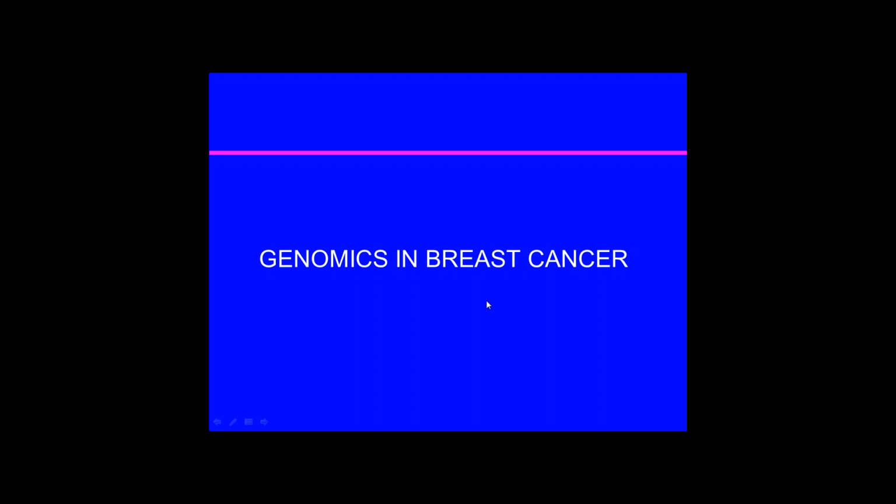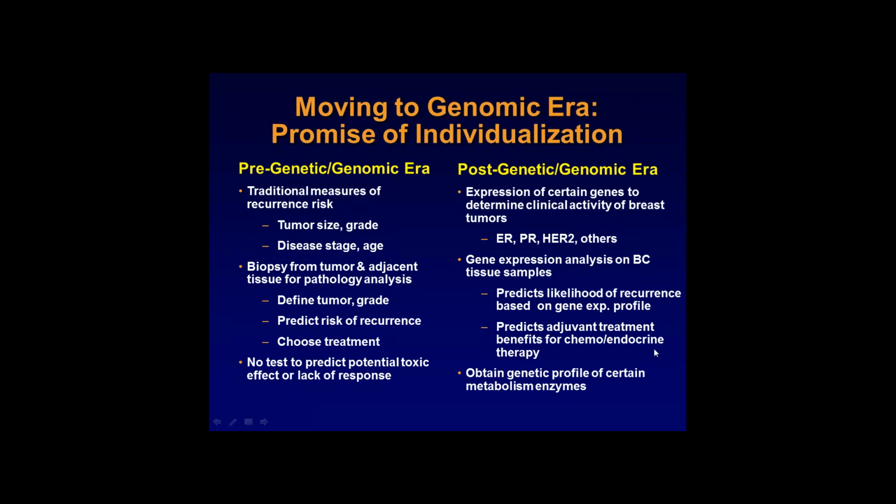I want to make a couple of comments about genomics because we use this very frequently. And we're in the genomic era, which means that we don't just look at the traditional measures of recurrence risk, which are the size of the tumor, the grade of the tumor, the stage, and the age, as I mentioned to you. But we're now looking at the biology of the tumor as well.